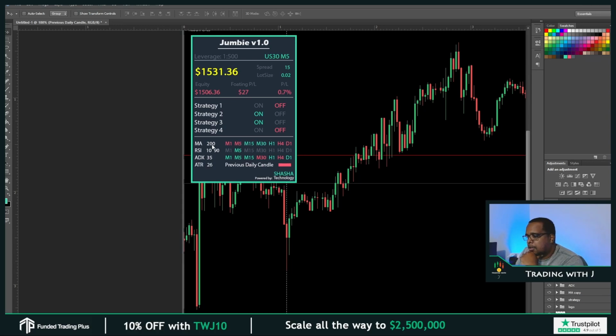For the RSI, this will be the lower and upper levels of the RSI, and on each time frame it will tell you whether it's above the upper level, below the lower level, or in the middle. If it's in the middle, it will be gray. If it's above the upper level, it will turn green, and if it's below the lower level, it will turn red.